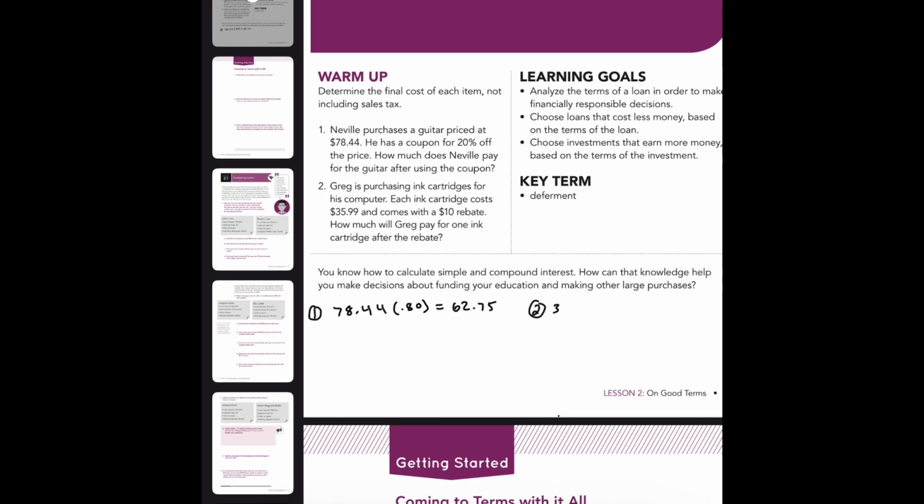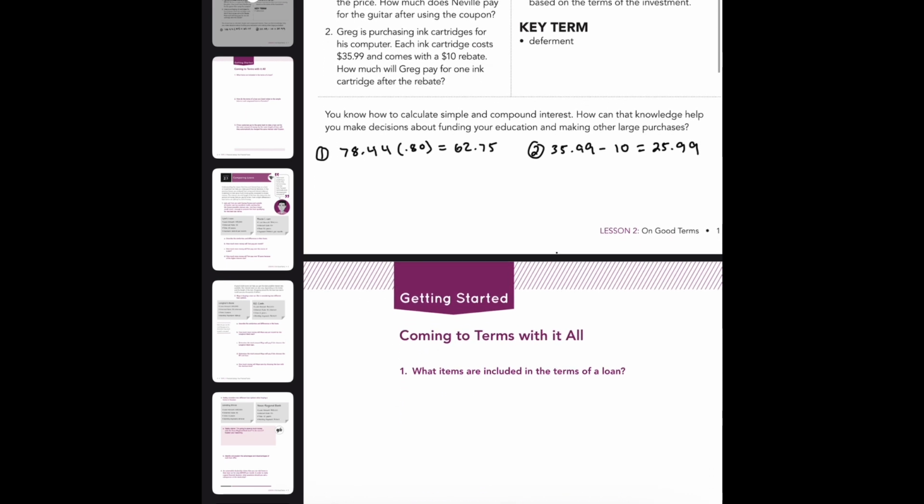We're just taking $35.99 and subtracting $10 from it. And we're going to end up with a price of $25.99. So there would be a price. A little easier to calculate when we're just taking off a dollar amount.